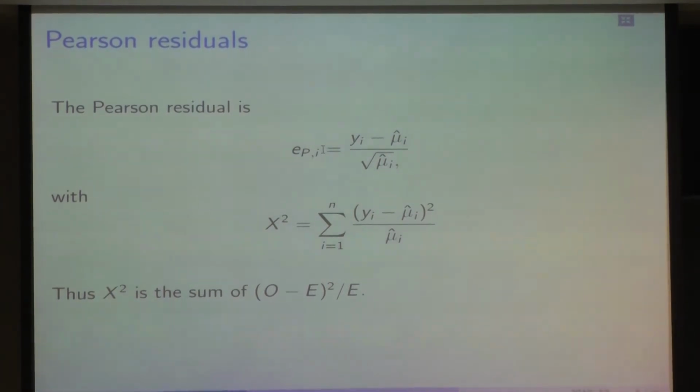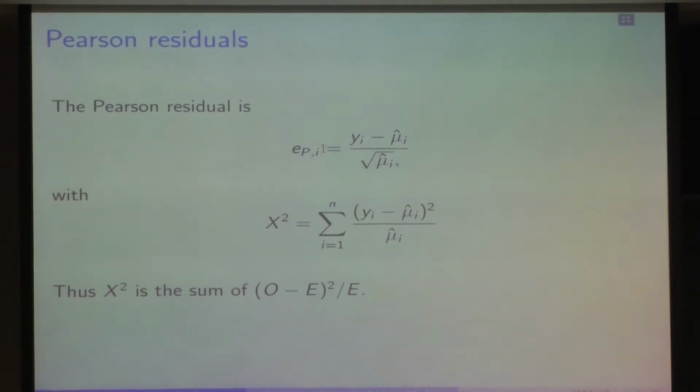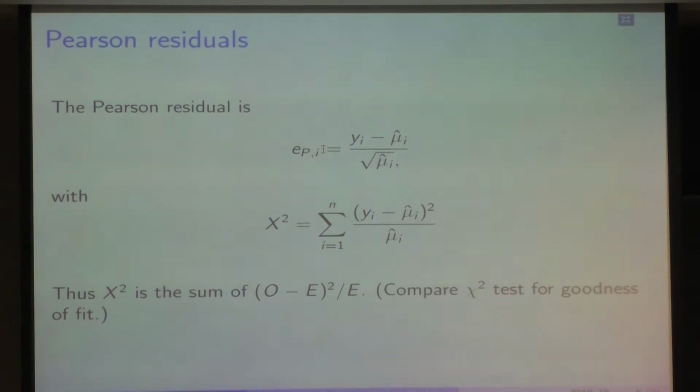If you've seen chi-squared tests for goodness of fit in your previous statistical studies, then summing up observed minus expected squared divided by expected is exactly what you do in a Pearson chi-squared test for goodness of fit. So there are some similarities between the formulae we get for the Pearson chi-squared statistics for Poisson regression, and as we'll see also binomial regression, and the test statistics for tests you may have seen before involving the chi-squared distribution.